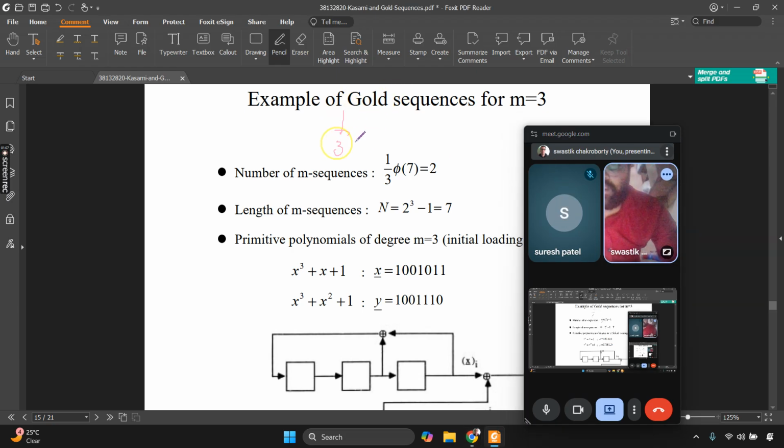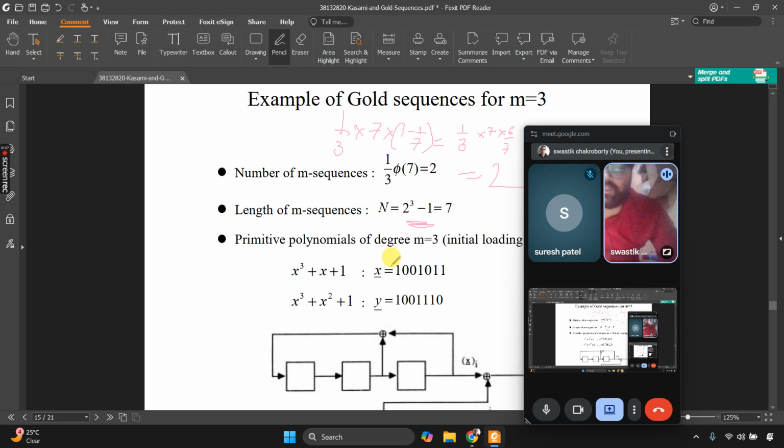This will be the number of m maximal length sequences for degree 3. So 1 by 3 into 7 into 6 by 7. You cancel everything out, you get 2. So there are only 2 m sequences, and each of them will be of length 2 to the power n minus 1, of course, 7.